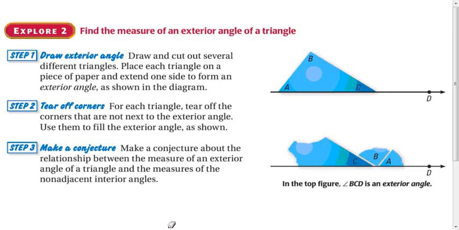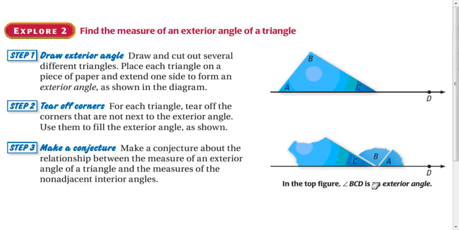And here's another one, similar idea. But now I'd like you to draw an exterior angle and only rip off A and B. And then line them up over here. And what do you think now? What do you think is a property of exterior angles that we can apply?